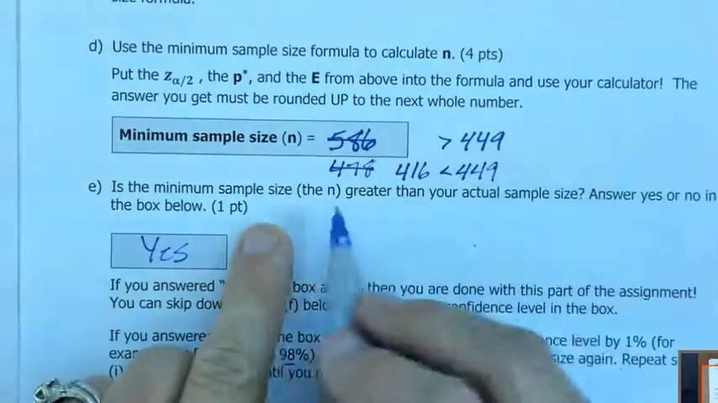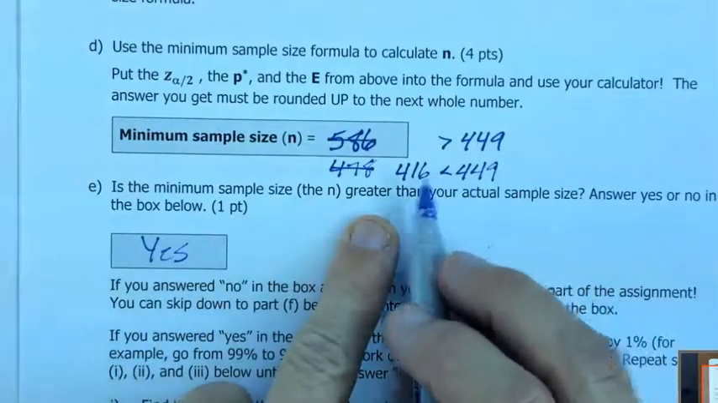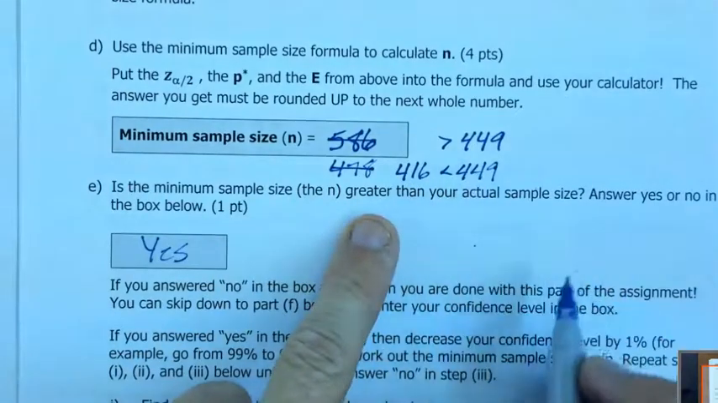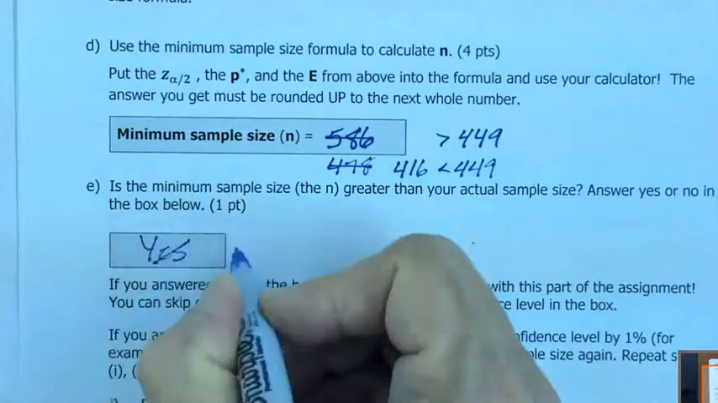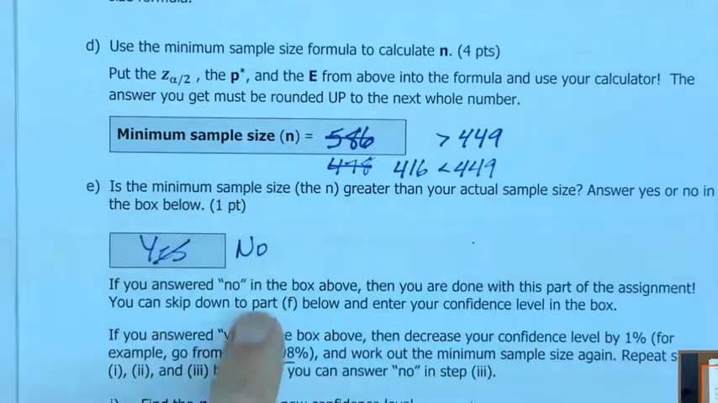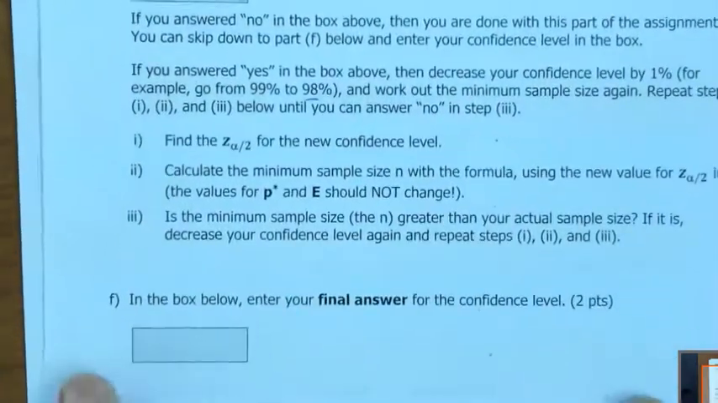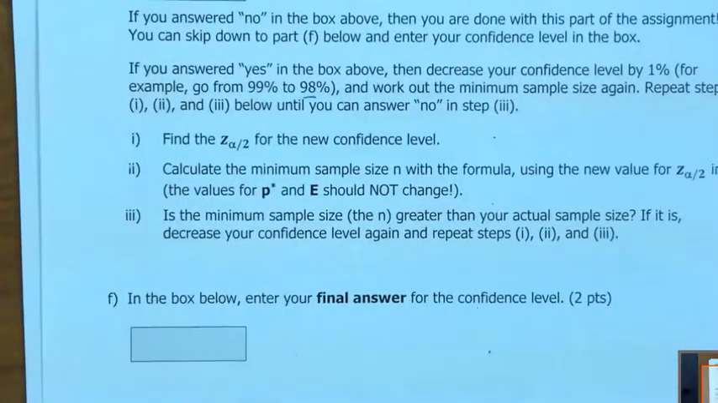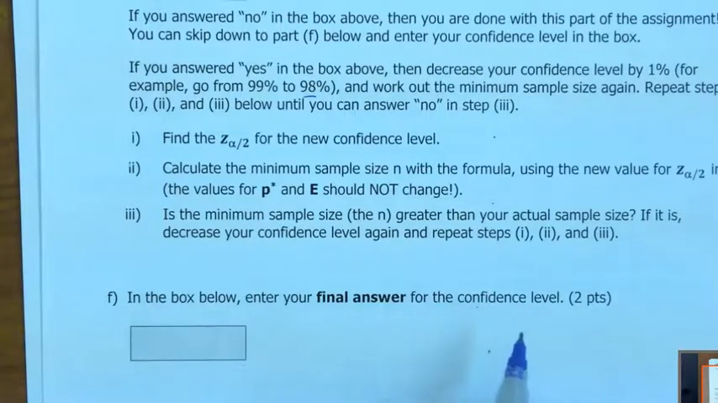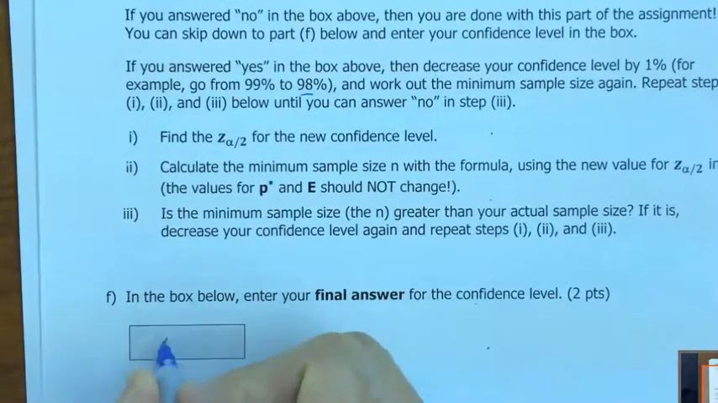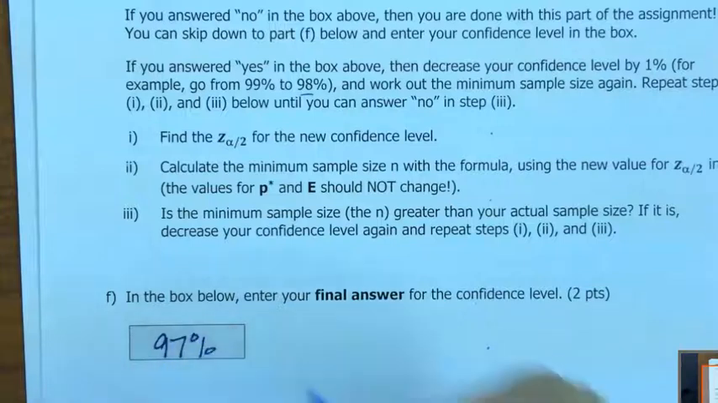So now finally, when it asks if my minimum sample size is greater than my actual sample size, this time I can say no. And that means now finally I can skip down to the last part of this part. So for this, I want to put in my final confidence level that I used, and that was 97%.